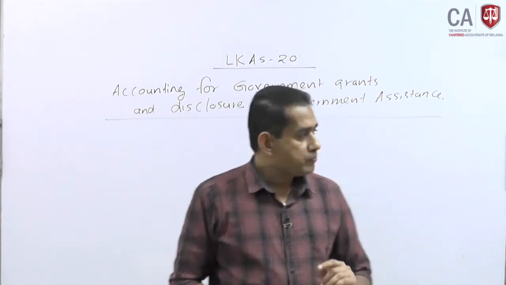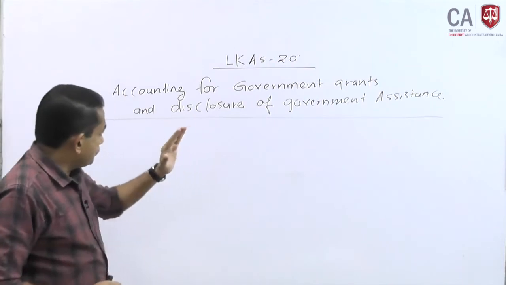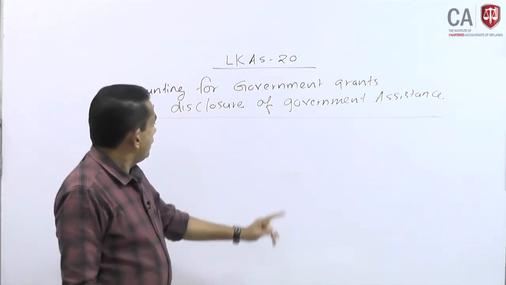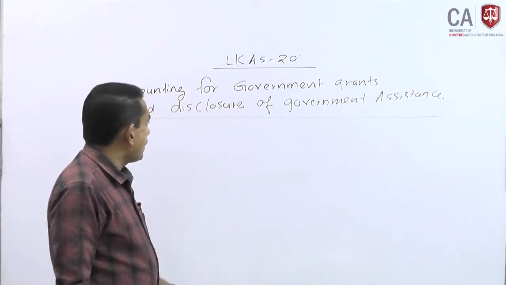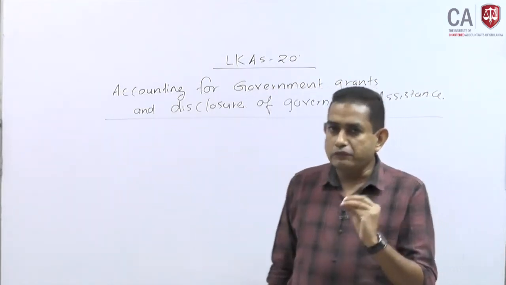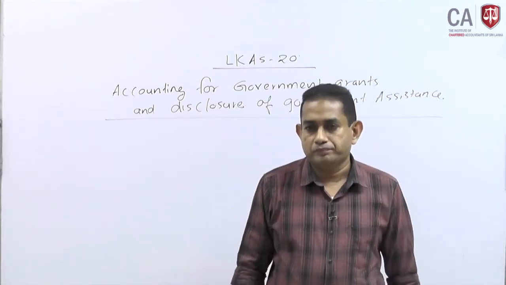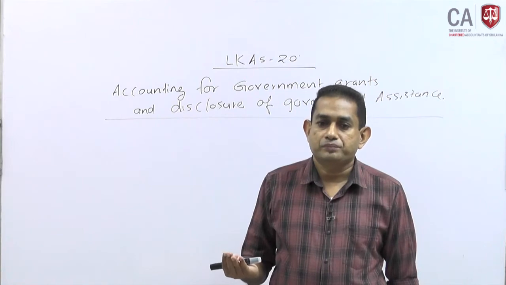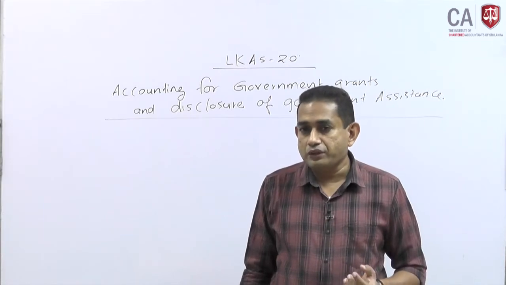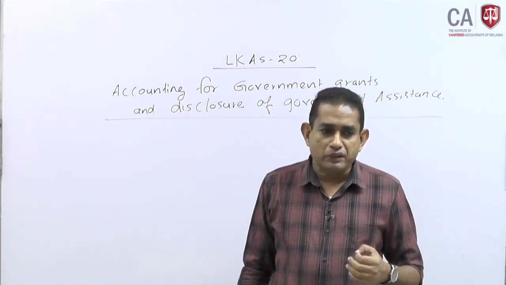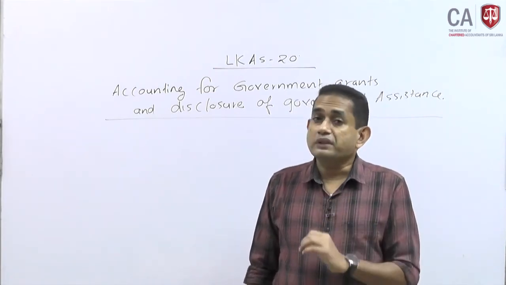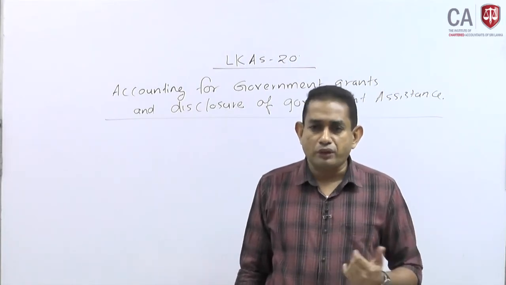Now, we need to break the name of the standard into two initially: accounting for government grants and disclosure of government assistance. So, within the name of the standard there are two components: government grants and government assistance. So, what is required for government grants? What is required for the government grants is the accounting part of it, accounting for government grants, but for the government assistance, what is required is not the accounting but the disclosures.